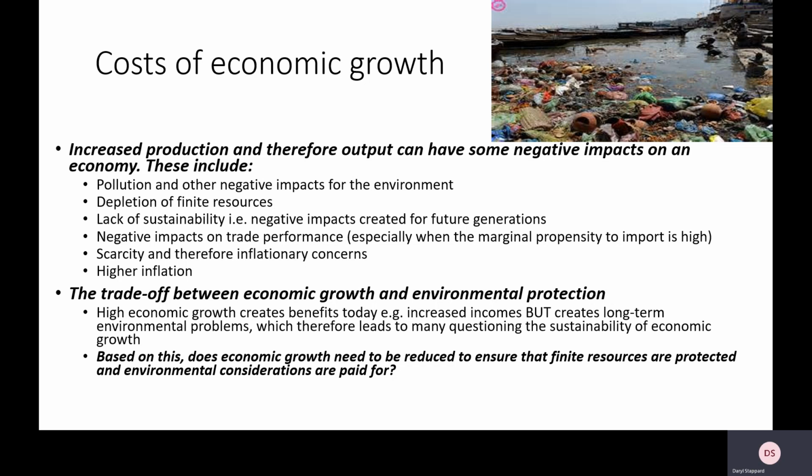Okay, so what we might ask the question is at the bottom, can economic growth be too high? Have we got to potentially aim for lower economic growth to ensure that we're protecting the environment, but we're also protecting our trade performance as well?